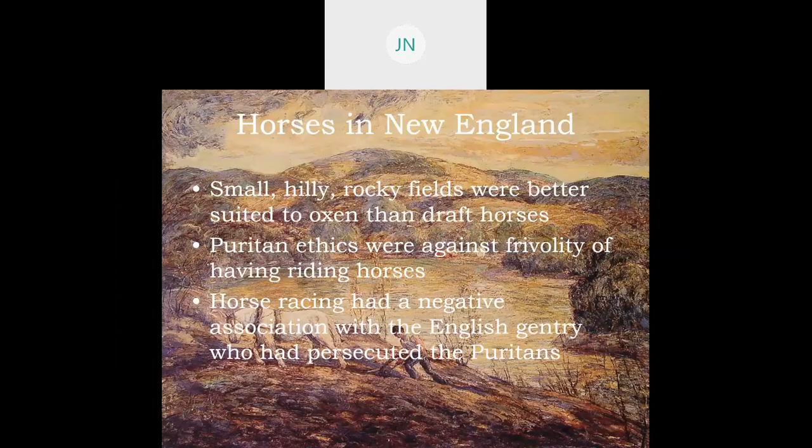The problem with horses in New England was that small, hilly, rocky fields were better suited to oxen than draft horses, and Puritan ethics were against the frivolity of having riding horses. Horse racing had a negative association with the English gentry who had persecuted the Puritans, so the Puritans did not agree with having horses. So horses really weren't very common initially in New England.